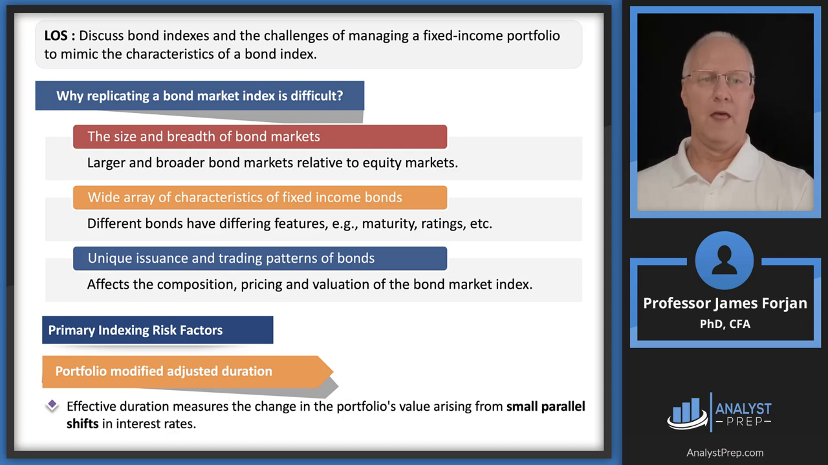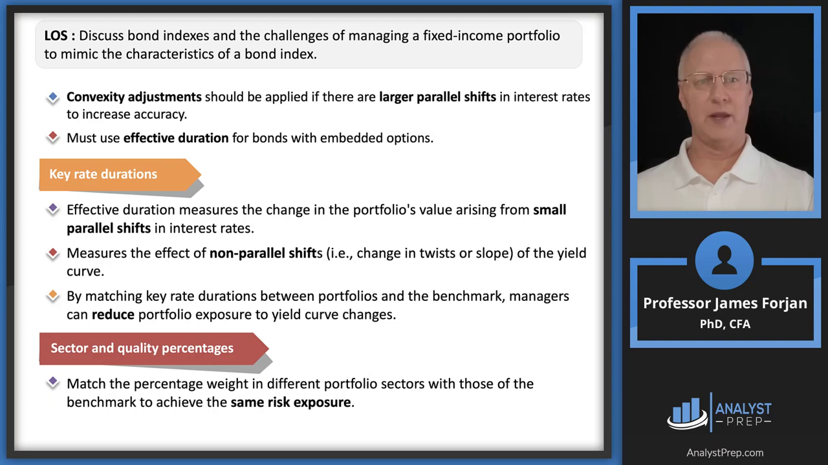What else? Puttable bonds, callable bonds, convertible bonds, floating rate bonds, fixed rate bonds, all this. All right, how about primary indexing risk factors? Portfolio modified adjusted duration. So what do we need to worry about? Small parallel shifts are going to change the value of our portfolio, and we're going to use effective duration to do that. We're going to make a convexity adjustment, and we can do this in the Excel spreadsheet that I talked about earlier. Of course, effective durations for bonds with embedded options.